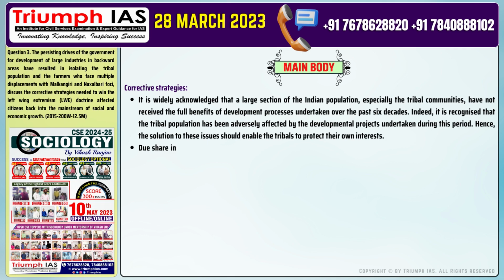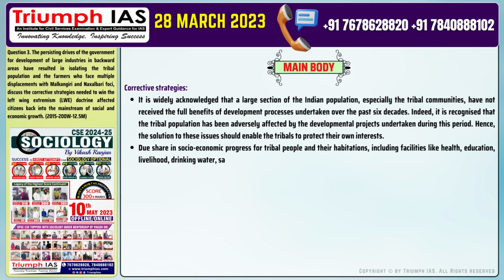Number 2. Due share in socio-economic progress for tribal people and their habitations, including facilities like health, education, livelihood, drinking water, sanitation, roads, electricity and sustainable income, in situ.